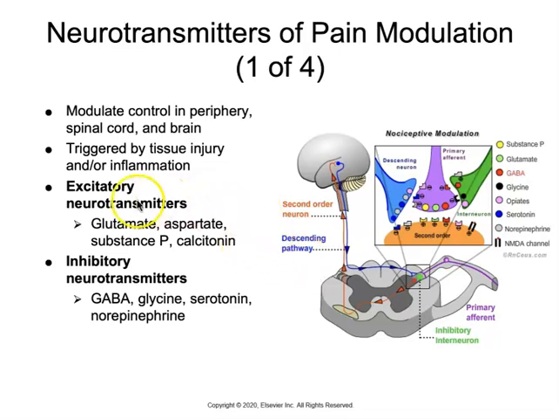Now the neurotransmitters listed here, glutamate, aspartate, substance P, and calcitonin, are going to be the ones that are found within our brain and spinal cord.